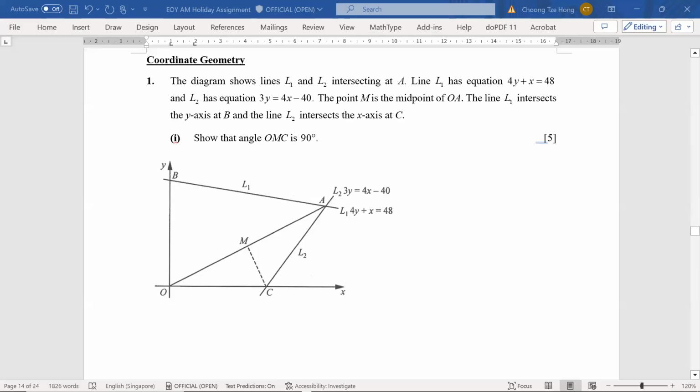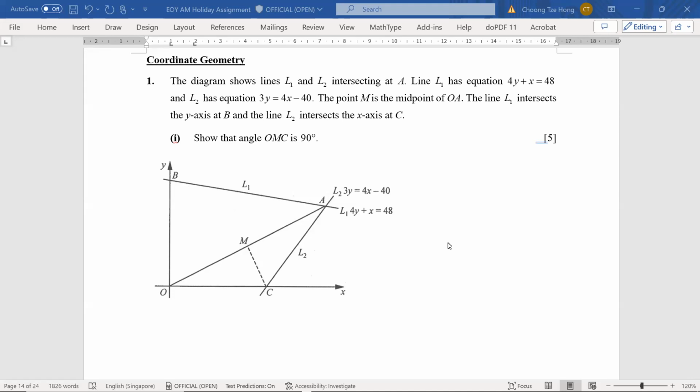Hi students, in this video I'll be going through the 2013 O-Level Paper 1 question 10. This question is regarding coordinate geometry. The diagram shows the lines L1 and L2, and they intersect at point A. L1 has equation 4y plus x equals 48, and L2 has the equation 3y equals 4x minus 40. The point M is the midpoint of OA.